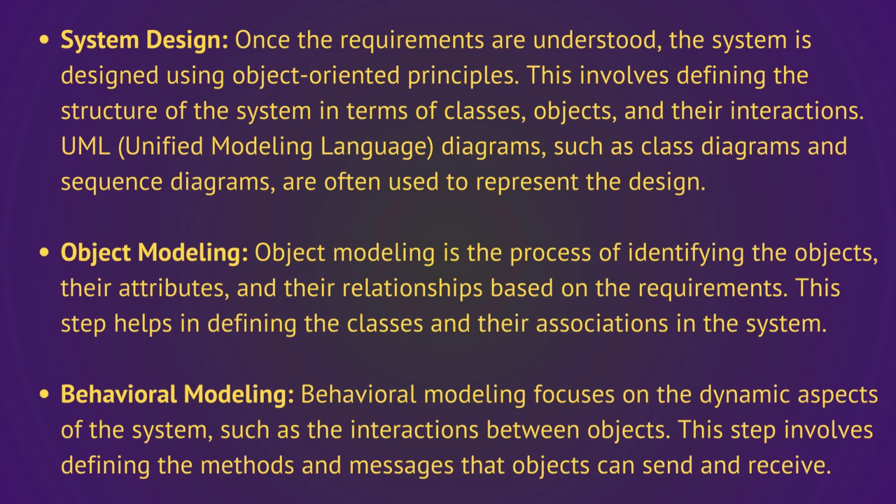Object modeling. Object modeling is the process of identifying the objects, their attributes, and their relationships based on the requirements. This step helps in defining the classes and their associations in the system. Behavioral modeling. Behavioral modeling focuses on the dynamic aspects of the system, such as the interactions between objects. This step involves defining the methods and messages that objects can send and receive.